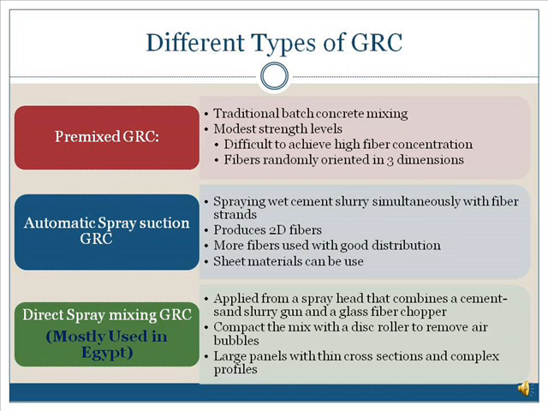There are 3 different types of GRC, although 2 of them are the generally used ones: the premix GRC and the spray GRC. The spray is divided into 2, automatic and direct. The difference between the premix and the spray is that the premix has fibers that are randomly oriented in 3 dimensions, and it is difficult to achieve high fiber concentrations, therefore the strength levels are usually low. As for the spray GRC, it has 2D fibers and higher fiber content, so it is mostly very strong GRC.